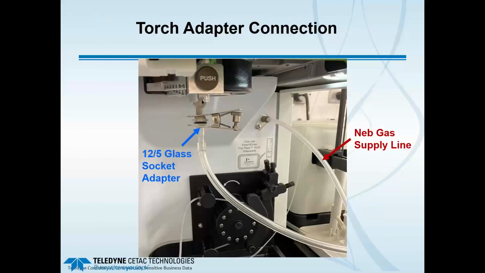So here's a close-up showing the nebulizer gas supply and the sample outline attachment to the ICP torch. I'm going to use the nebulizer gas port that would normally supply argon gas to the standard nebulizer. Instead, I'm going to route that to the ultrasonic. And then the sample out from the USN, after I've removed the excess sample solvent, carrying the dry salt particles, I'm simply going to use that same torch adapter I showed in the earlier picture, a 12-5 glass socket adapter. I'll simply attach that to the base of the torch, and my connection is done.